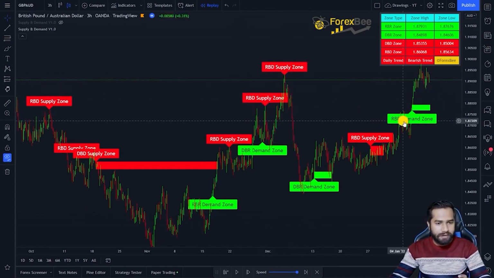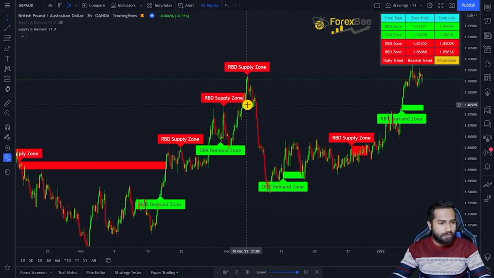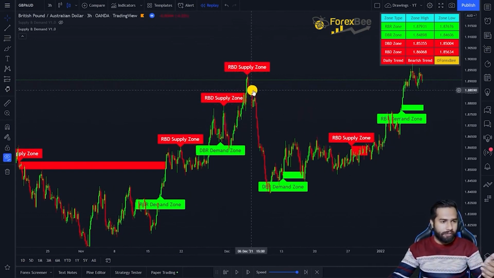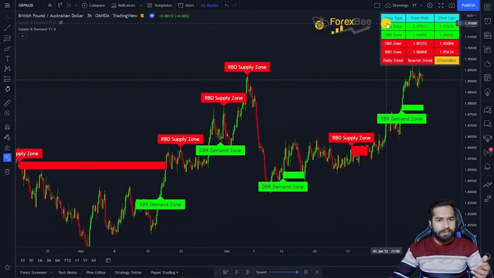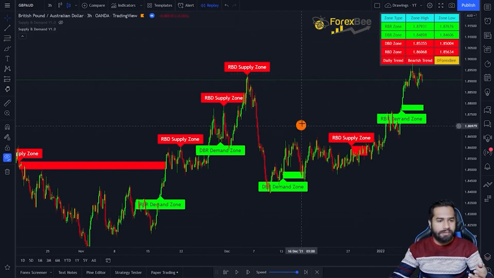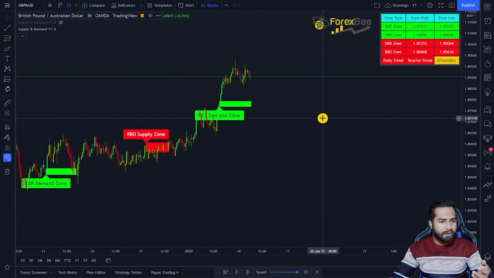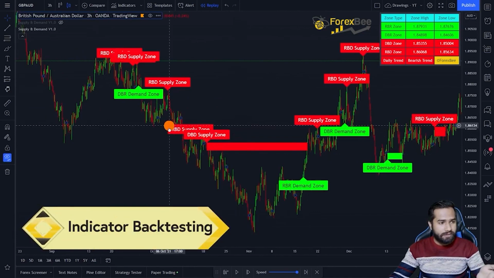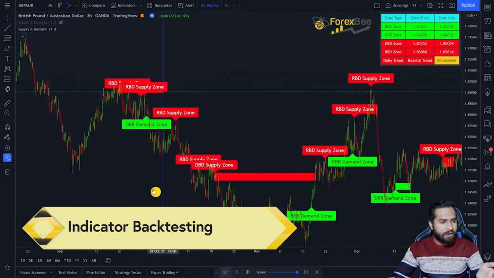So here you can see I have applied the supply and demand indicator, and let's talk about these one by one. These labels represent where the zones are. Whenever the indicator detects any zone, it will draw a label on that. And here you can see the table. We're going to talk about this as well, what information this table contains. And then here you can see the indicator drawing the supply and demand zones in real time. So let's backtest this indicator. Let me just hit the replay bar, and let me go here.